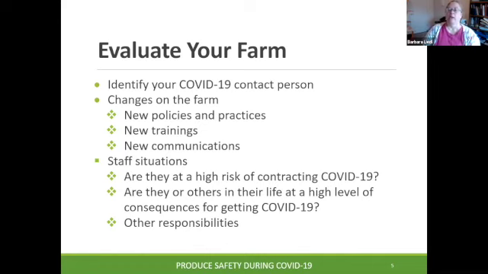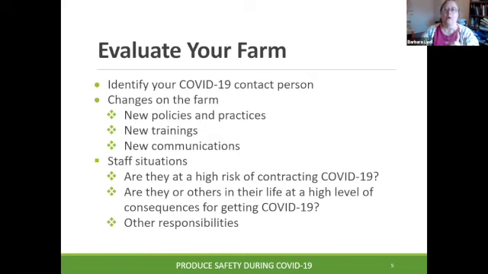Then evaluate. Have you had any changes in your farm? New policies and practices? Are you doing new trainings? New communications? With SARS-CoV-2, we all changed a lot of things. So if that's the case, you need to go back. Did you have a standard operating procedure on how you did something and now you're doing it differently? Then you need to renovate that, and then you've got to get ready to make sure that everybody gets trained.